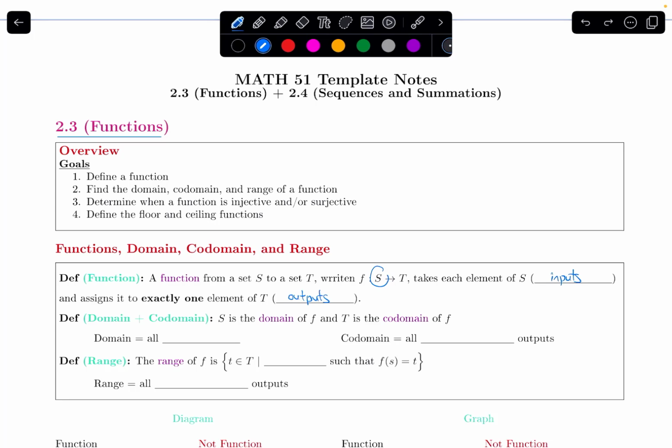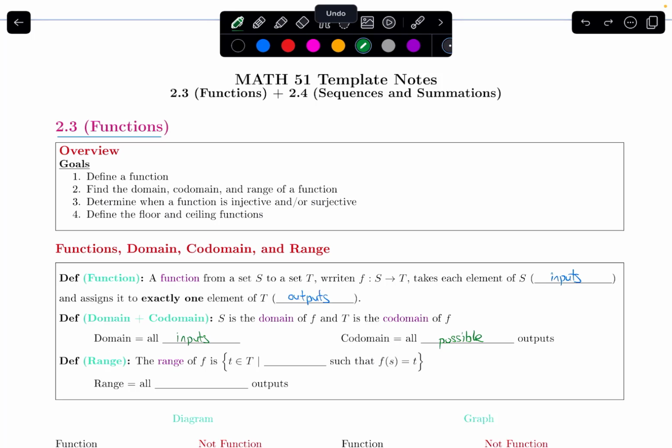So this set S of inputs is called the domain, and the set T is what's called the codomain, which may be a term that you haven't heard before. So the domain is all of the inputs, and the codomain is all of the possible outputs. And it'll be more clear what I mean by this word possible in just a second. There's another term that you've likely heard in algebra class, which is range.